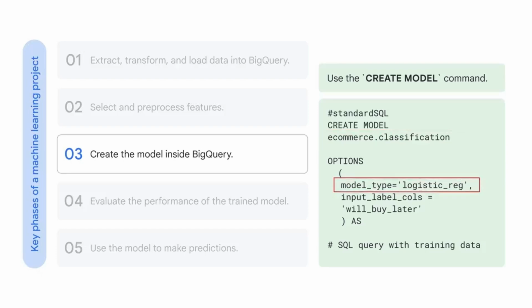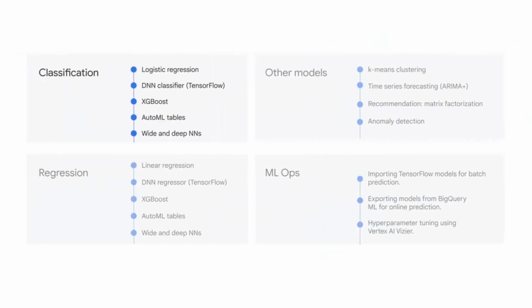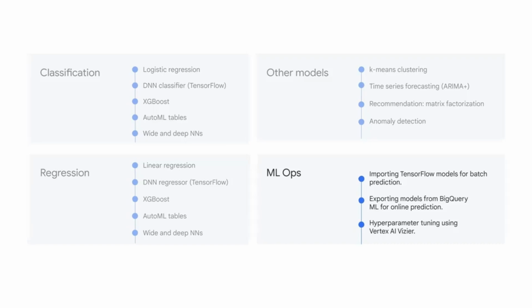That's right, a logistic regression model is the answer because you are solving a classification problem. Other than the logistic regression model, BigQuery ML supports other popular ML models, including regression models such as linear regression, and other models such as k-means clustering and time series forecasting models. In addition to providing different types of machine learning models, BigQuery ML supports MLOps, machine learning operations.